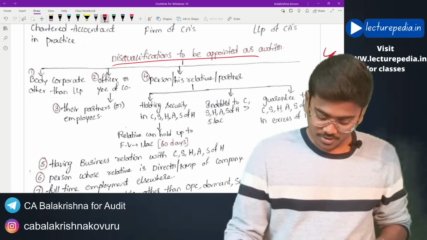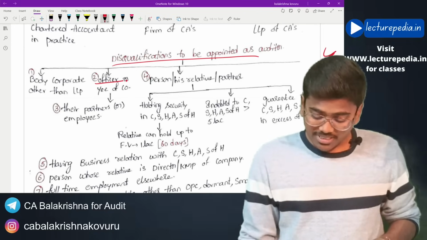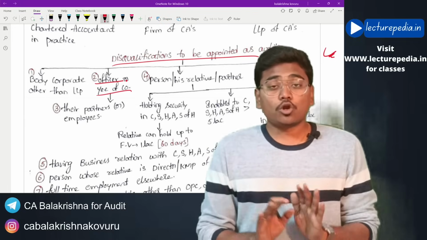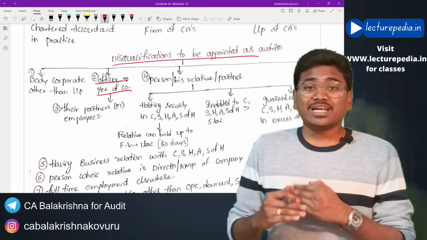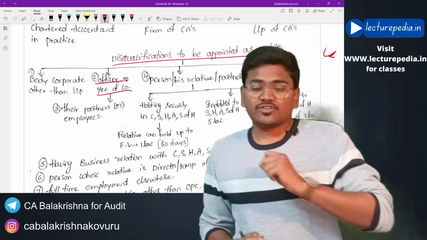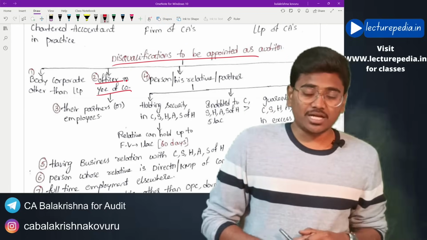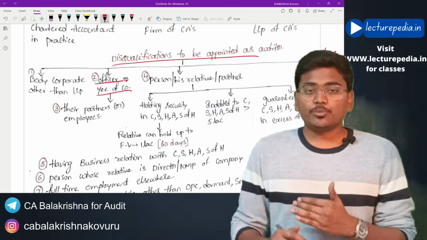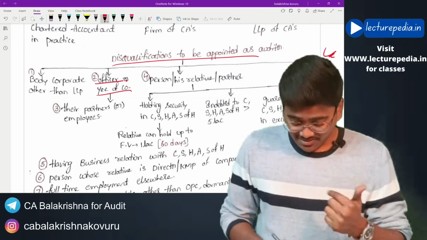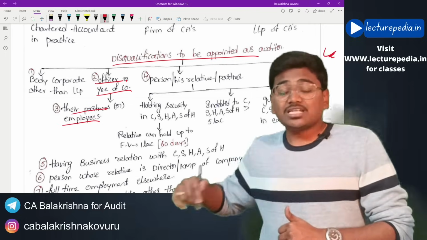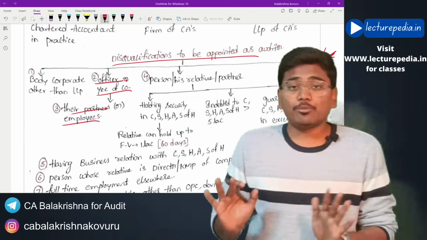Also, a person who is an officer or employee of the company can also not be appointed as an auditor, because independence will be lost. If the auditor is an employee of the company, then he cannot act independently. So an officer or employee of the company cannot be appointed as auditor.